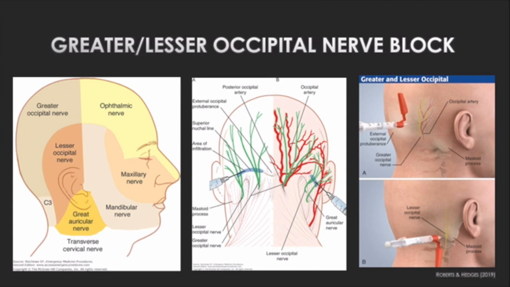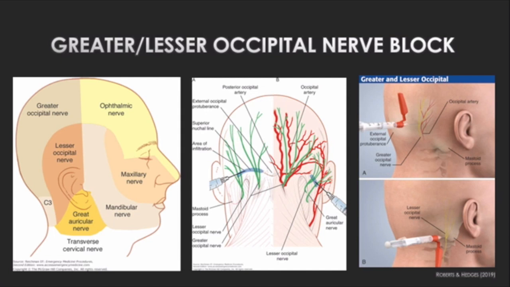Once you find that, you can inject about a cc or 2 into the left and the right side of where you find the pulse. Okay. And in order to anesthetize your lesser occipital nerve, your landmark is the mastoid process, and your nerve runs right posteriorly to it. And you can use that as your landmark to anesthetize your lesser occipital nerve.